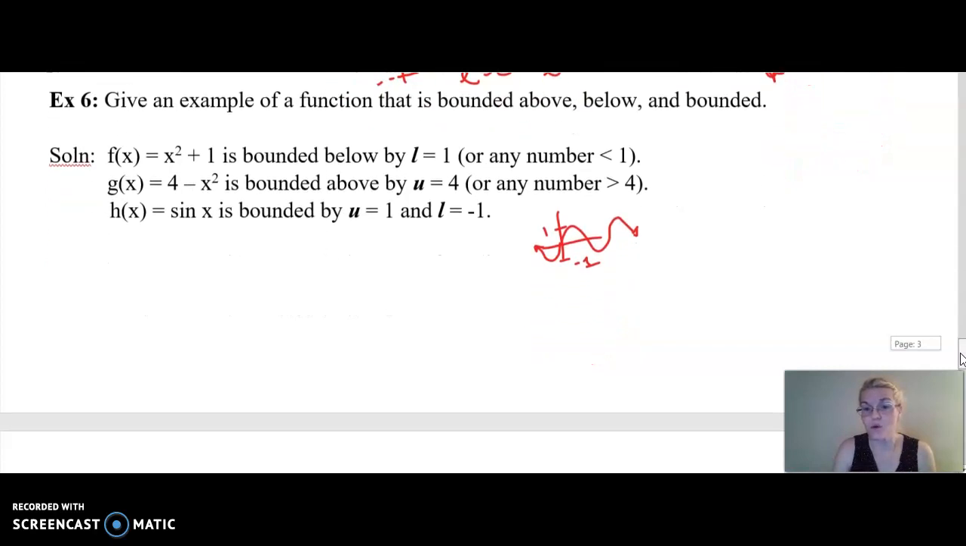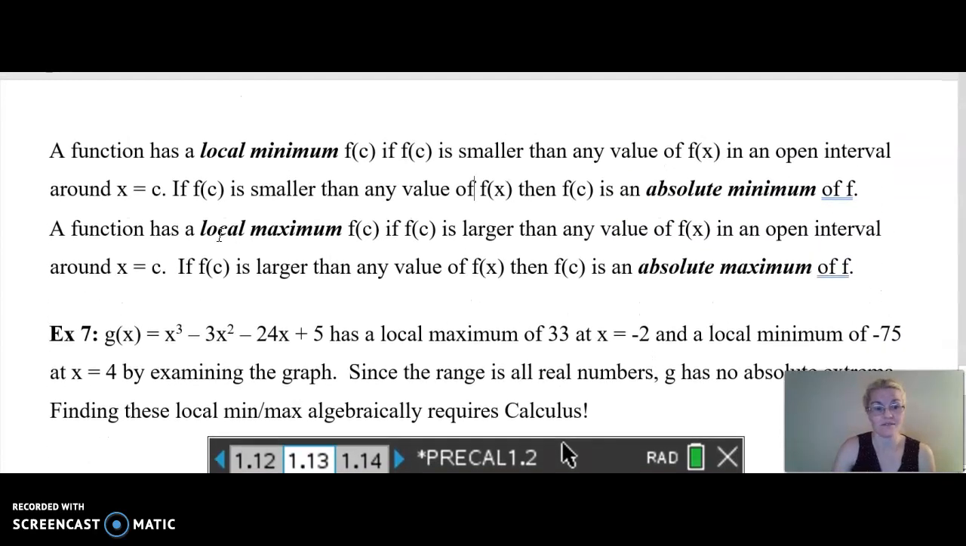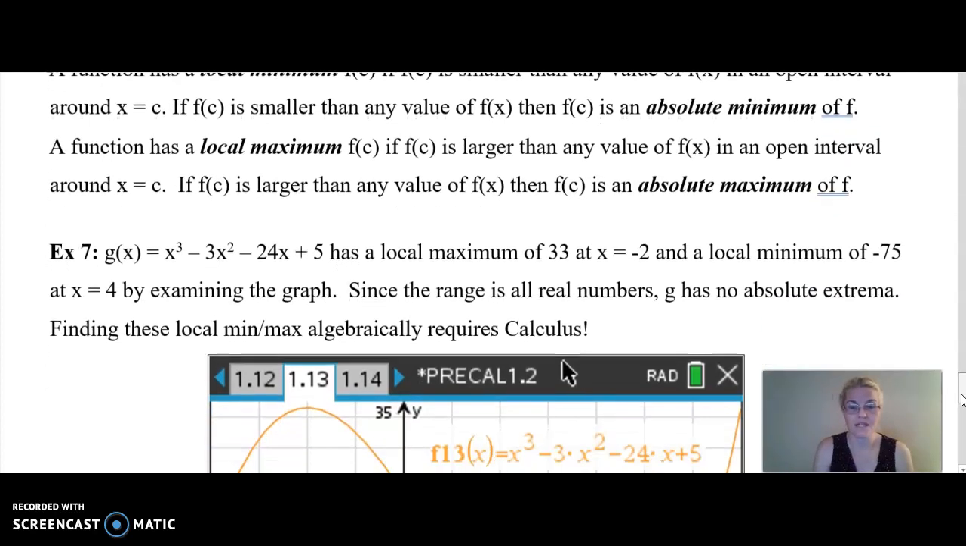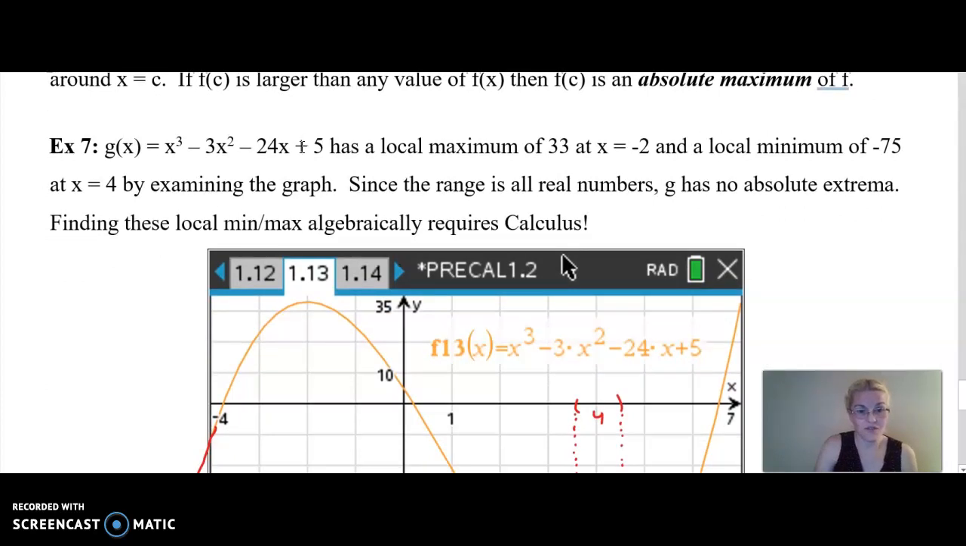We also have local maximums, right? A function has a local maximum, a y value f of c, if f of c is larger than any value f of x in an open interval very near and around x equals c. So again, looking at this example we've got right here, let me scoot my picture over so I can scroll better. Looking at this picture, right, this cubic function has a local maximum of 33, right up here, 33, at x equals -2. So -2, 33. This is my local maximum, and the local maximum value is 33.